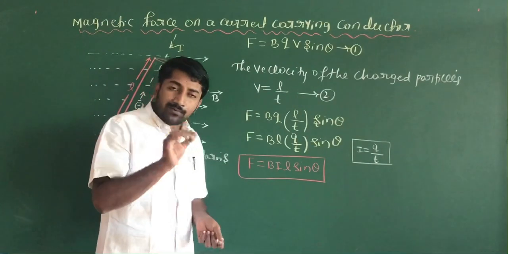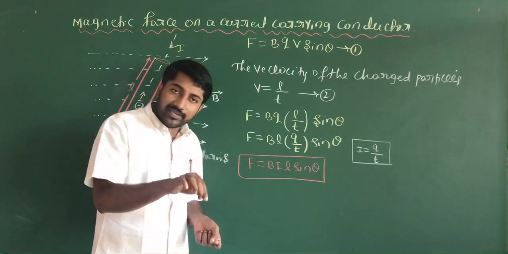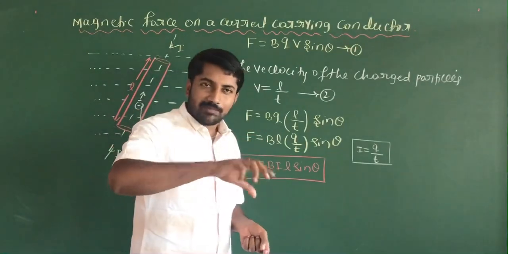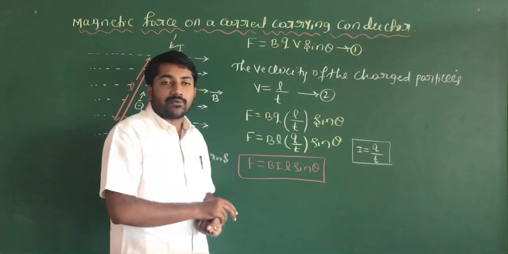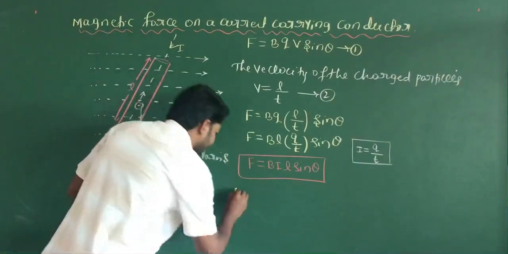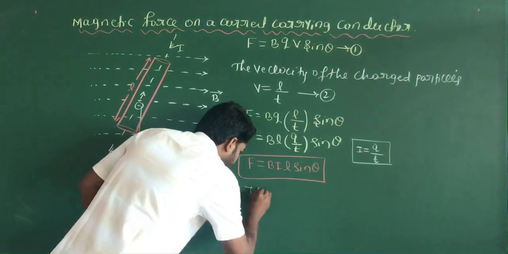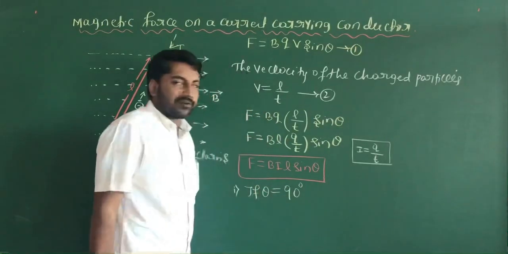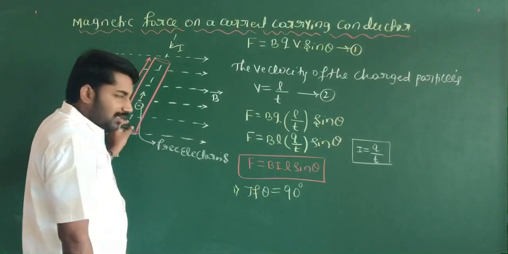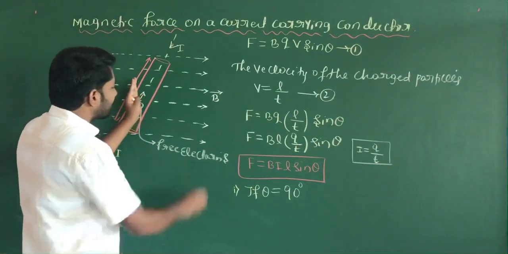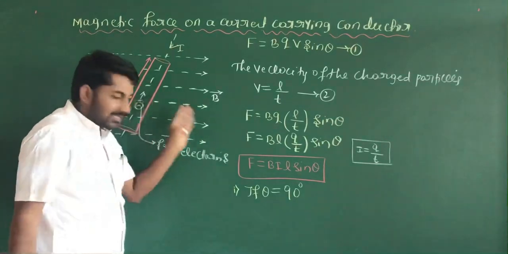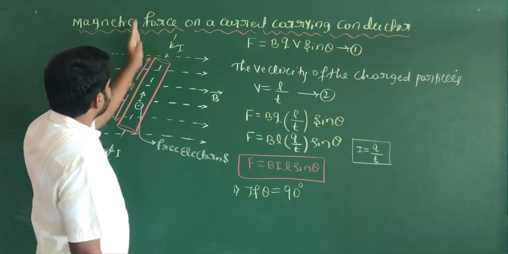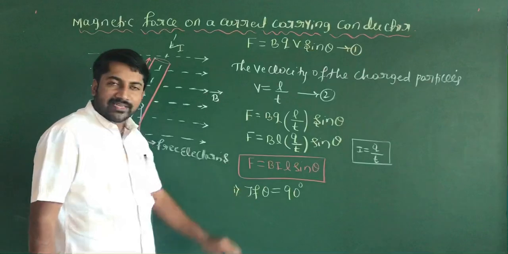When is the magnetic force experienced by the current carrying conductor maximum and minimum when placed in the region of uniform magnetic field? In the first case, suppose theta is equal to 90 degree, or the current carrying conductor is placed perpendicular to the direction of the magnetic field.